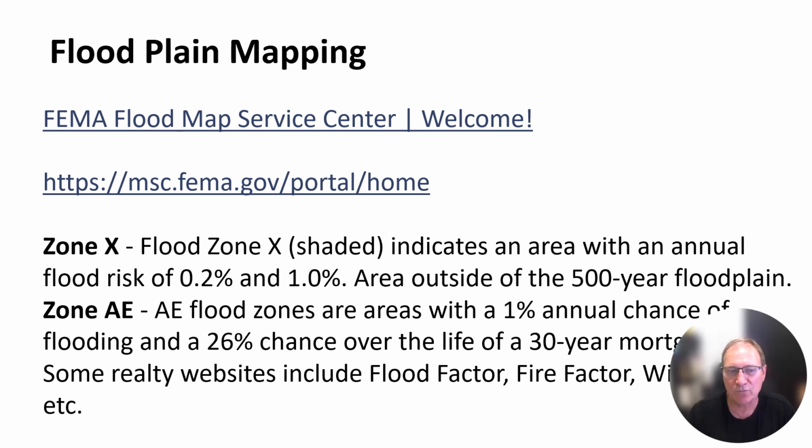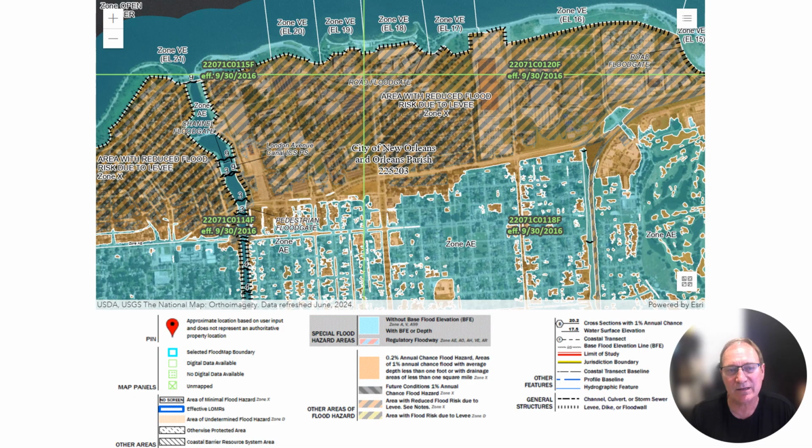There are some realty sites that include something called flood factor. Just understand, if you look at that, all of the city of New Orleans is going to have a flood factor of at least a 7 out of 10, some are even higher than that. If we look at those FEMA flood maps, this is what the University of New Orleans looks like. The area in brown is the area above sea level. The area in blue is the area that's in Zone AE.